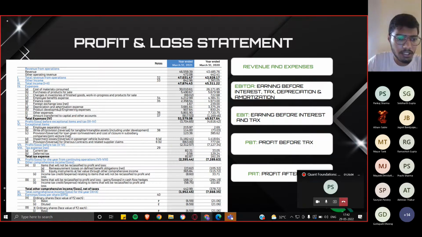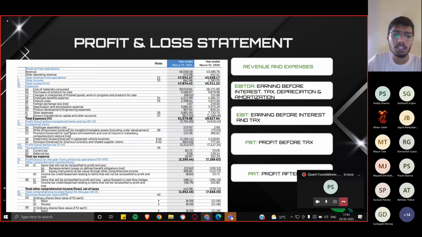You will depreciate its amount as an expense. Here, under expenses, depreciation and amortization, it's written 3681. Basically it means you add the same amount every year. That's how depreciation works. Amortization is about intangible assets and depreciation is about tangible assets. That's it. Then product development, engineering expenses, other expenses, amount transferred to capital and other accounts.